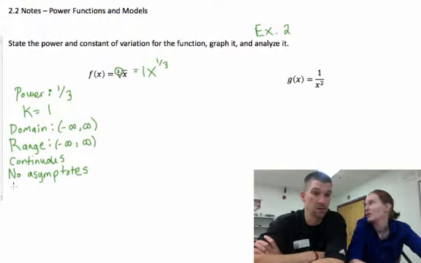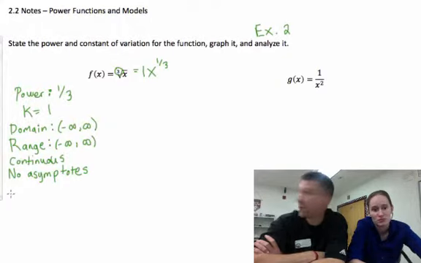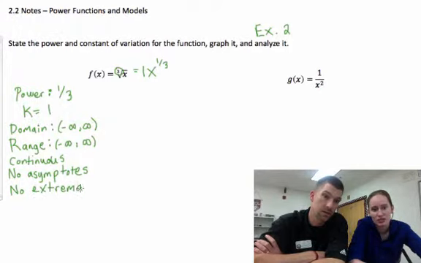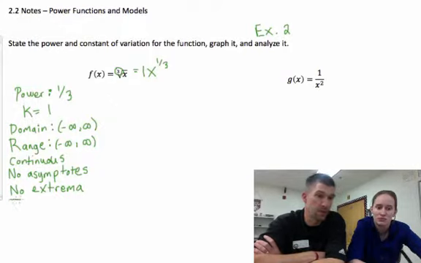There are no asymptotes. How about we find extrema? Do we have any peaks or valleys? Nope, no extrema that I see. How about increasing, decreasing, or constant? I think it's increasing from negative infinity to positive infinity. You're absolutely right. It goes up the whole time that we're drawing it.